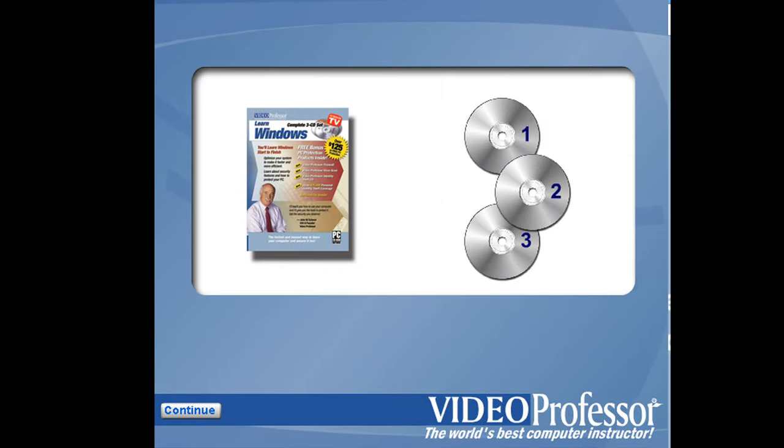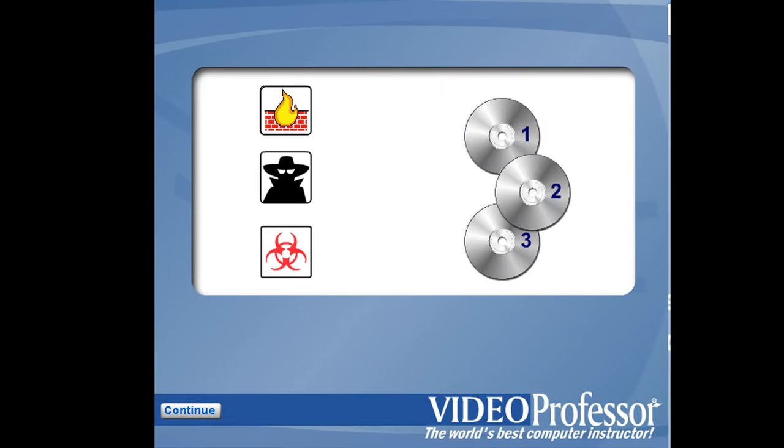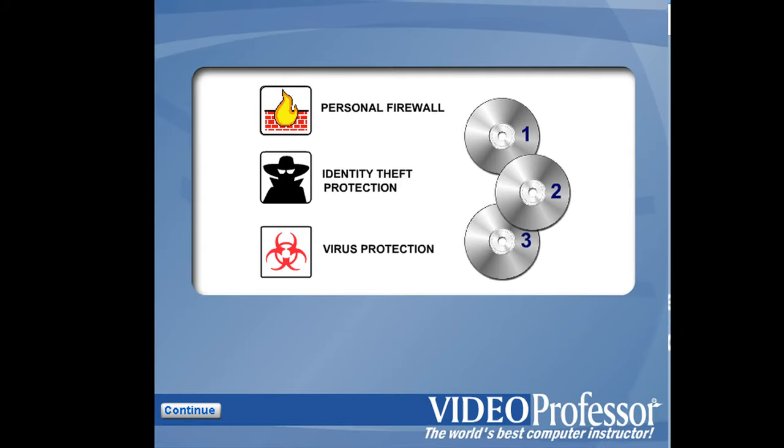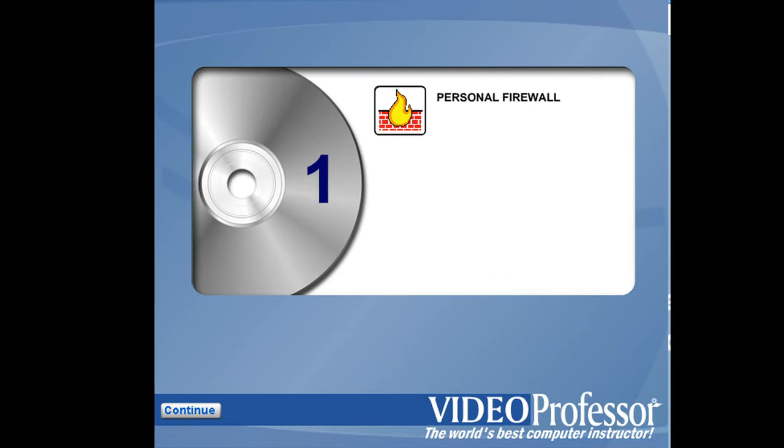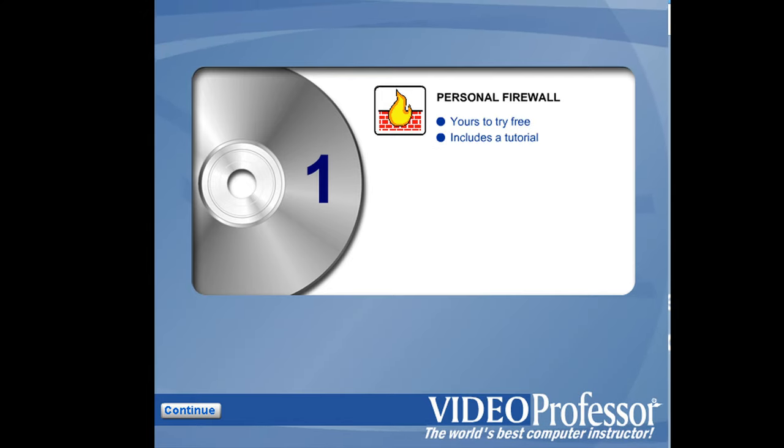Located on each disk, you'll find a component of the Personal Internet Security Package. On Disk 1, we've included a Video Professor Personal Firewall program for you to try free, along with a tutorial to help use it most effectively. Without a firewall, your computer is open to hackers and identity thieves.